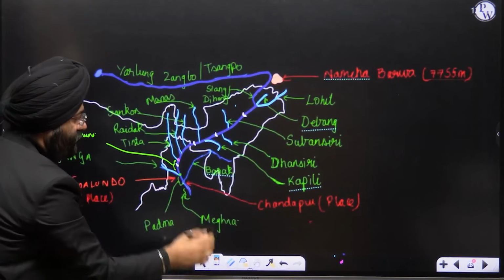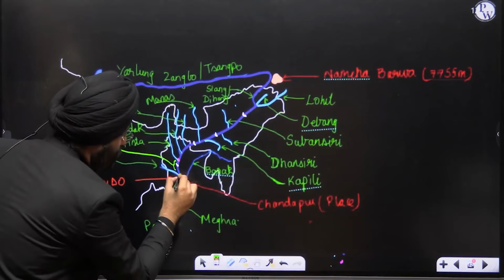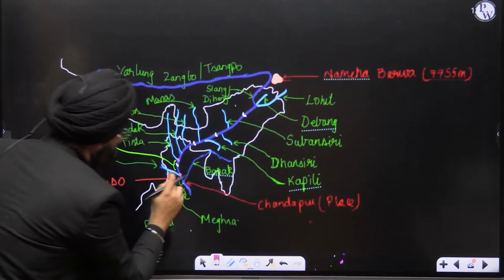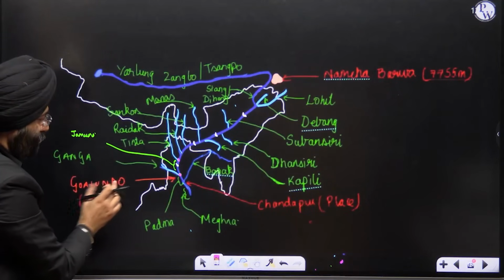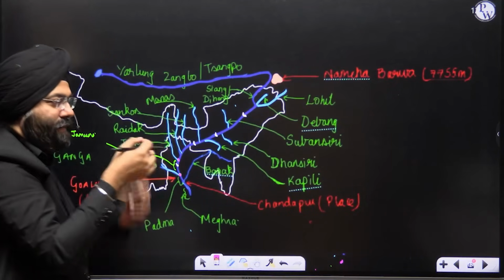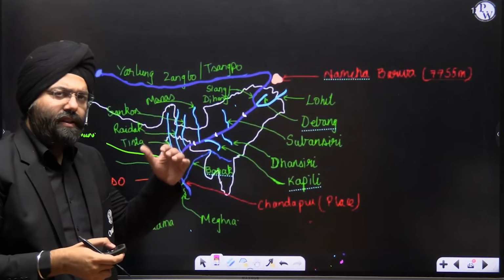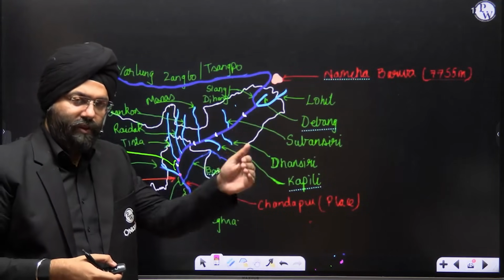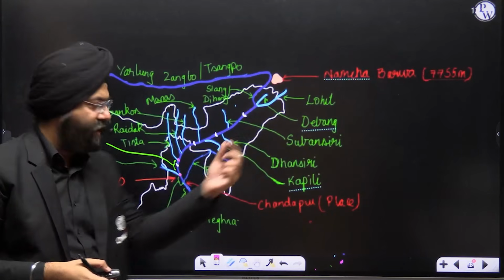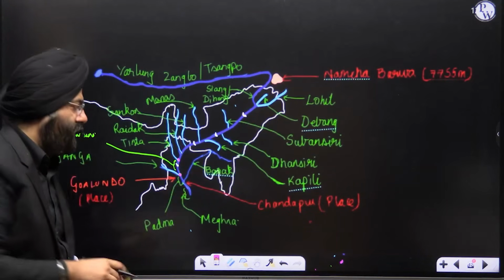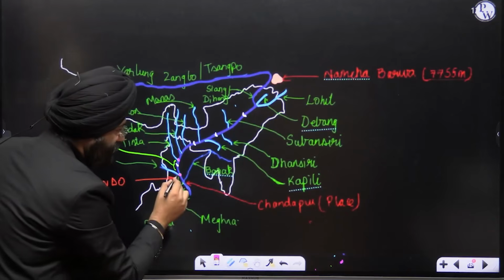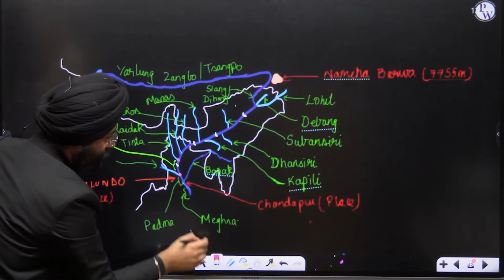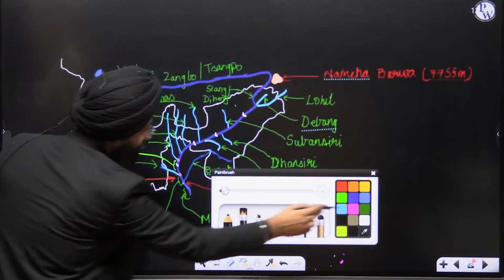When it is merging, where is it merging? It is merging at a particular point, which is known as Goalundo. We'll be drawing this in the form of a flowchart next, so don't worry. Tista plus Brahmaputra leads to Jamuna. Ganga merging with Jamuna creates a river which is known as Padma. That means Ganga joining with Jamuna, this particular portion is known as Padma.